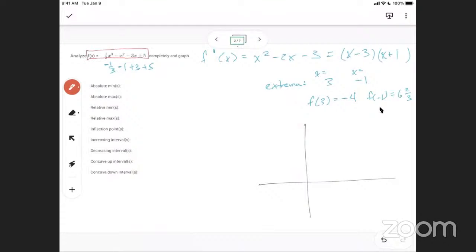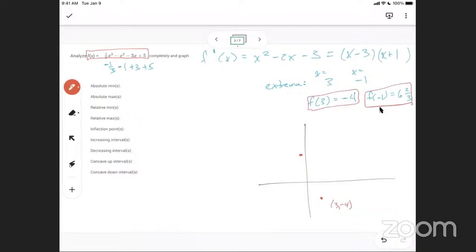You know the original function has to go through some of the points: 3, -4. So there's one of your points, 3, -4. And another one of your points is -1, 6 2/3, right there. -1 and 6 2/3. Those are on my function, my f of x. Let me put those in red so you can see that those are going to be f of x.